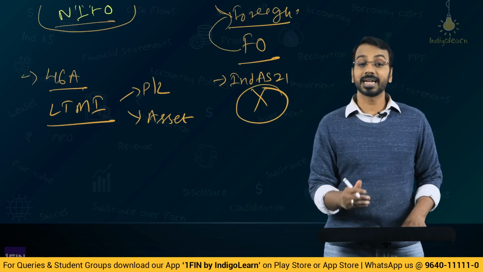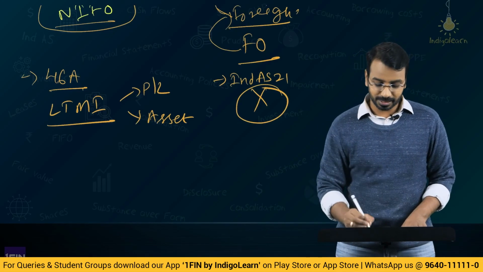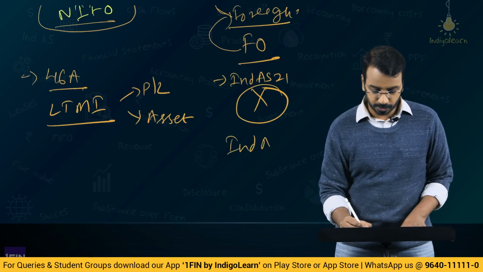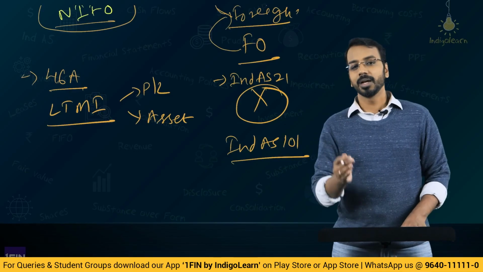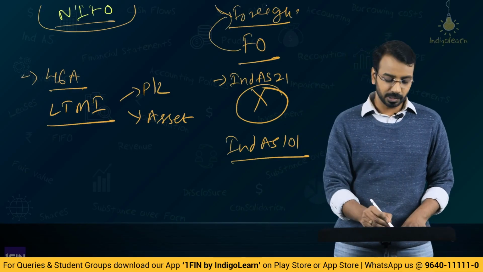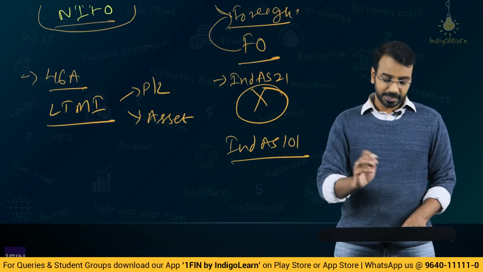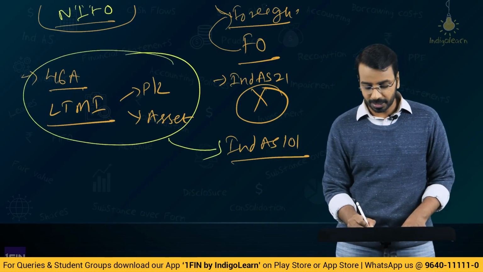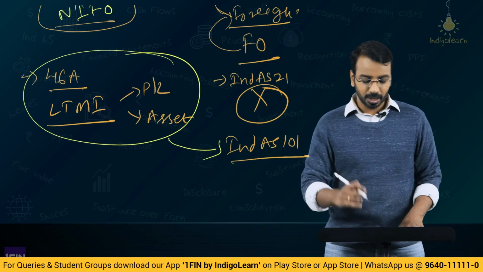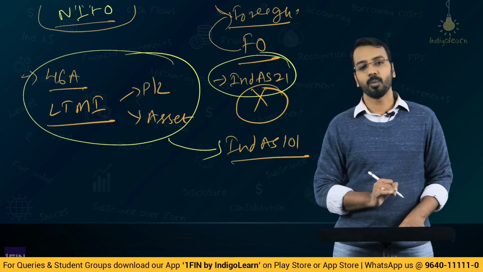But sir, you told that such exemption can be continued, that is given by Ind AS 101. Okay. So, under Ind AS 101, you can take that exemption. That is, if you have taken that exemption under paragraph 46A under AS 11, you can continue with that exemption as per Ind AS 101, not under Ind AS 21.